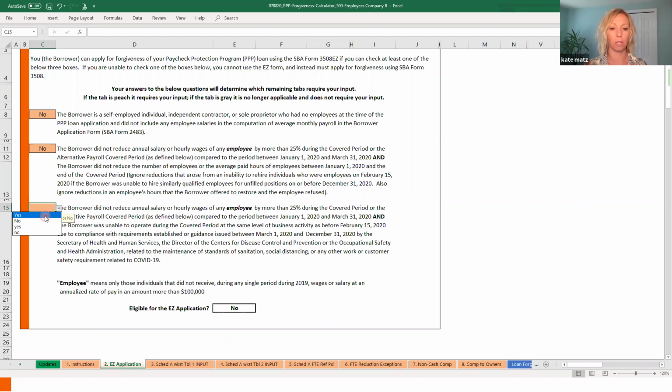and we'll see the same thing that we saw before. Eligible for easy application becomes yes. And we've got a couple of tabs that gray out, meaning we no longer need to worry about filling those out. So good thing. All right, let's move over now to tab 3.